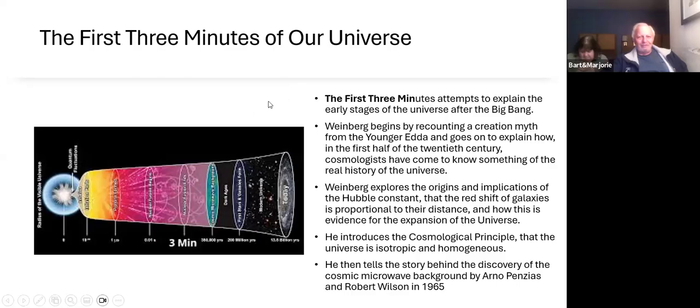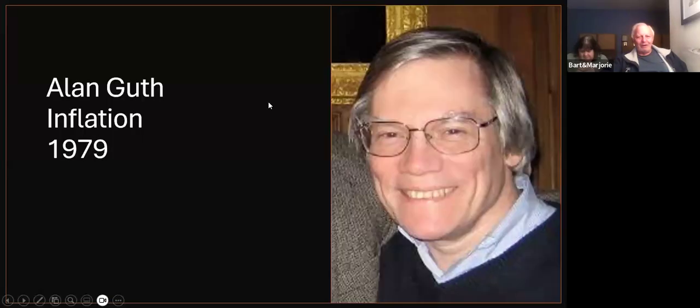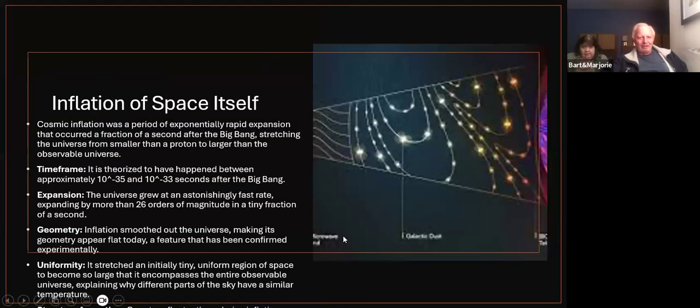So this was a very popular book, and there's a lot of other people writing these books. We had Alan Guth a little later dealing with this notion of inflation. Cosmic inflation was actually a very rapid expansion that occurred just a fraction of a second after the Big Bang, something like 10 to the minus 35th to 10 to the minus 33 seconds after the Big Bang, and the universe grew by at least 26 orders of magnitude in a fraction of a second. And so everything was stretched out.